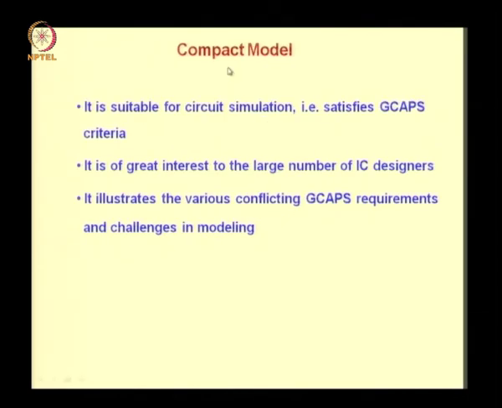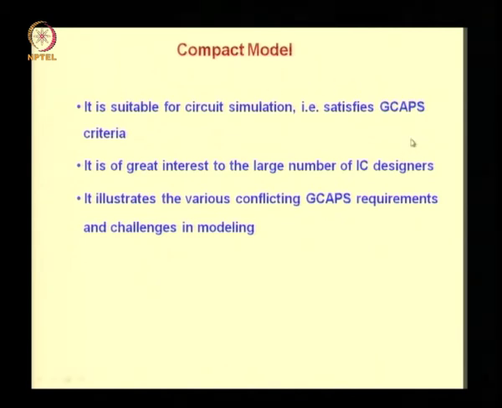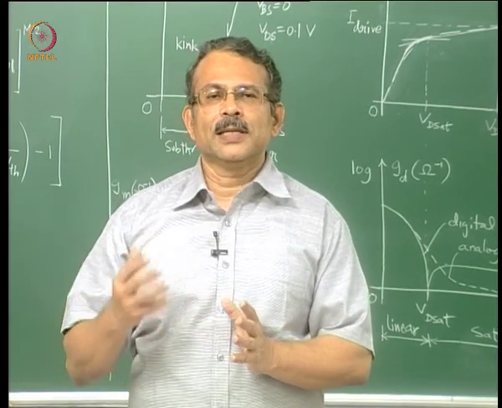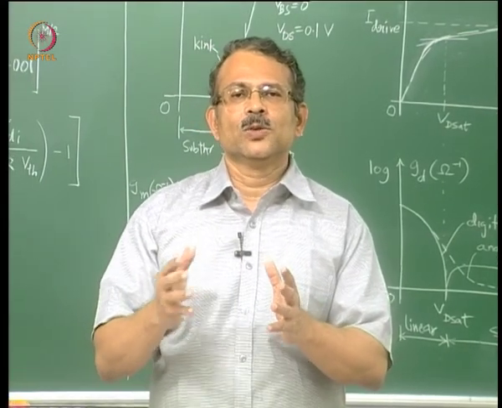We are going to discuss compact models in this course for various devices, and therefore we pointed out a few features of these models. It is suitable for circuit simulation, that is, satisfies the GCAPS criteria. So here continuity, physical basis. In physical basis you have the asymptotic correctness being a very important criterion. Accuracy, simplicity and generality.